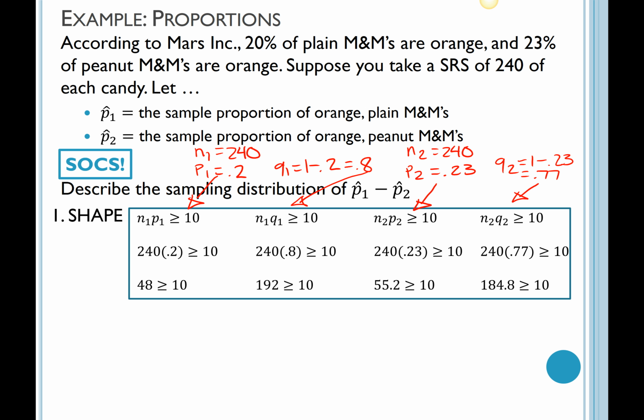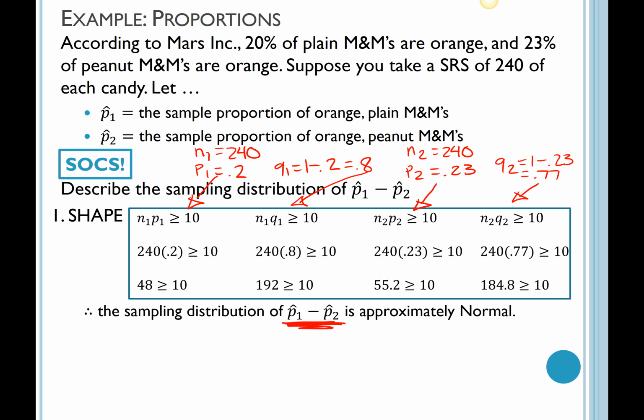Since that condition is met, we can make the statement that the sampling distribution of p hat 1 minus p hat 2 is approximately normal. The only change here is that you have to do np and nq 2 more times for that second sample. And when we comment on the sampling distribution, we must remember to use p hat 1 minus p hat 2. We're basically doing the same thing we've already done, just with an extra sample, a little bit more work.